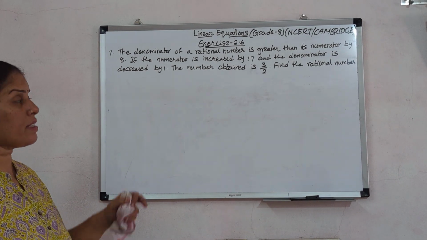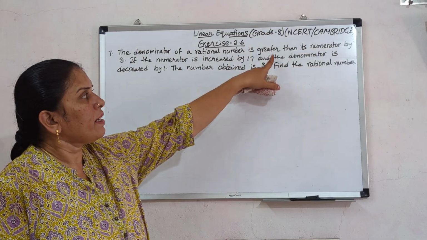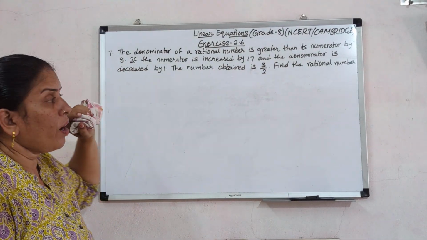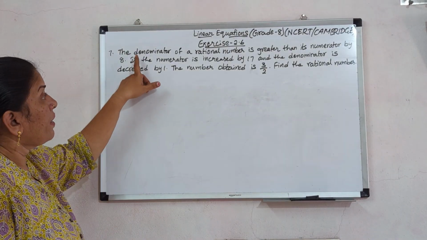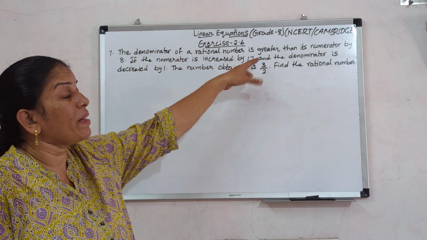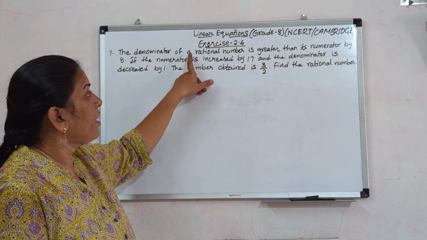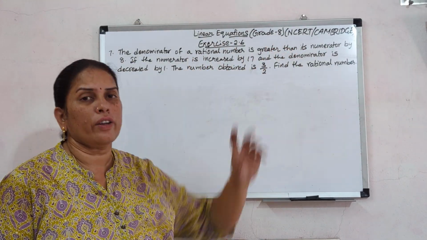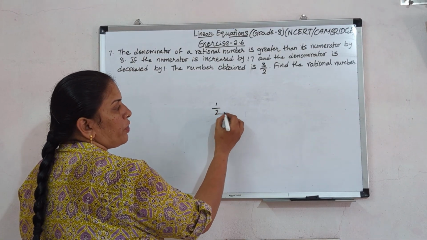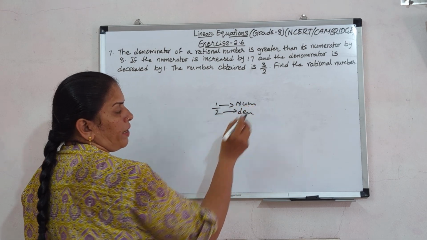Next question is: the denominator of a rational number is greater than its numerator by 8. What did they give in the question? The denominator of a rational number is greater than its numerator. That means the denominator is based on the numerator. In a fraction 1 by 2, 2 is called the denominator, 1 is called the numerator.